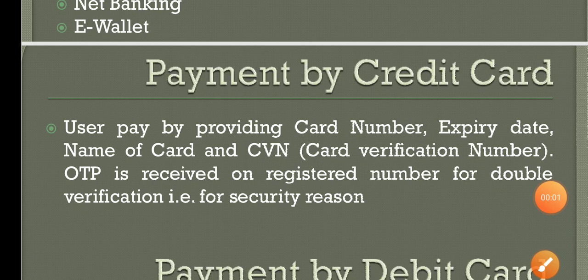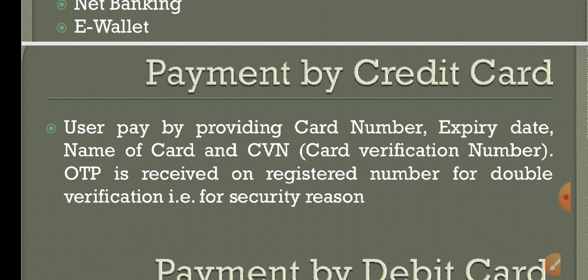You want to enter those three details: card number, expiry date, name of the card, and CVN number. CVN number, just now I said, behind the card you can find a 3-digit number, that will be called the CVN number. After entering these details, it will send an OTP, and you will be receiving an OTP.